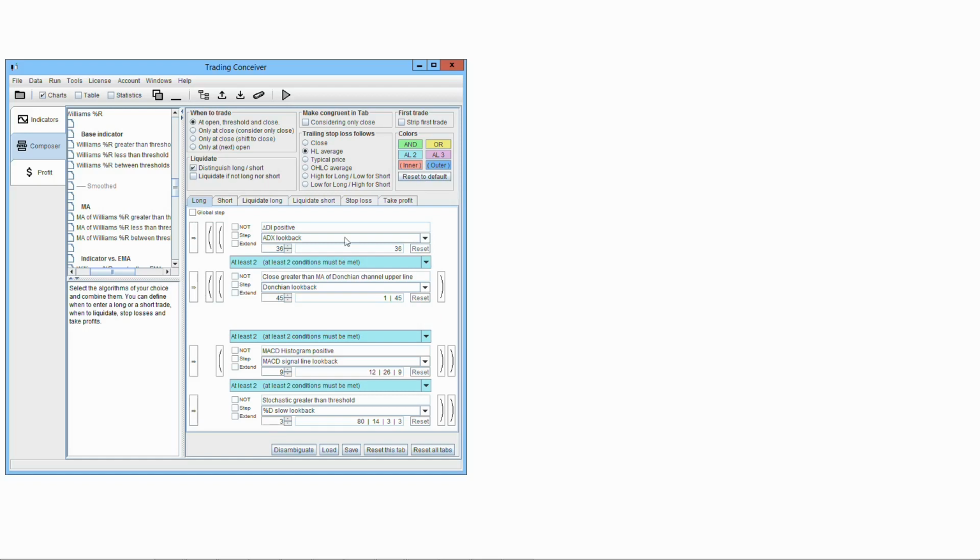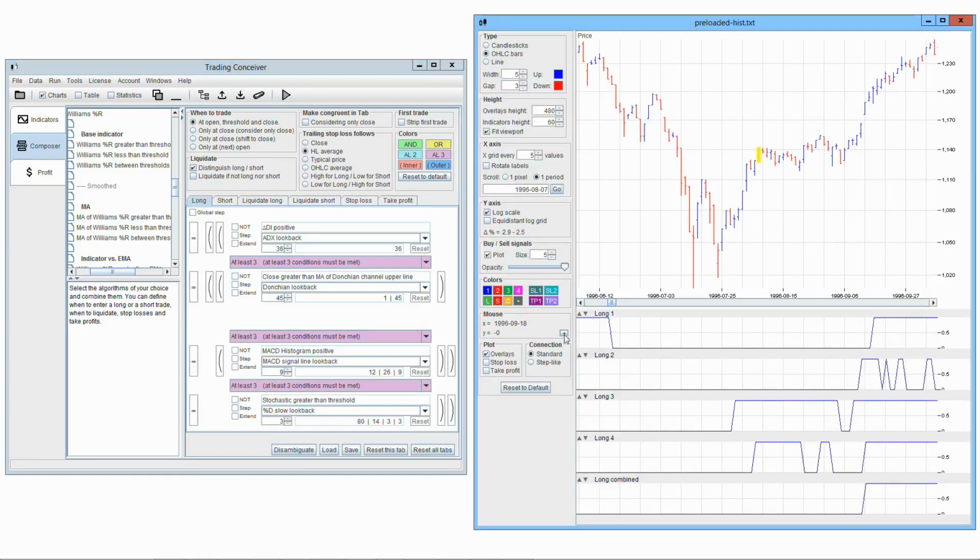By using the same algorithms as in the previous example, we can see the differences by applying the at least 3 operator. Notice how the signal is given later than in the case of the at least 2 operator, but gives a safer signal.